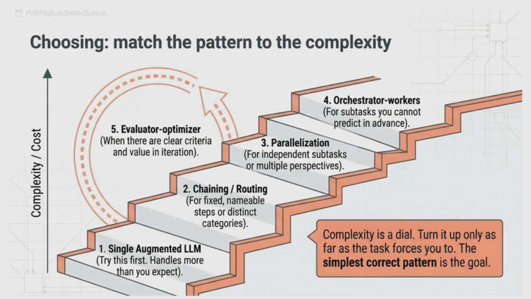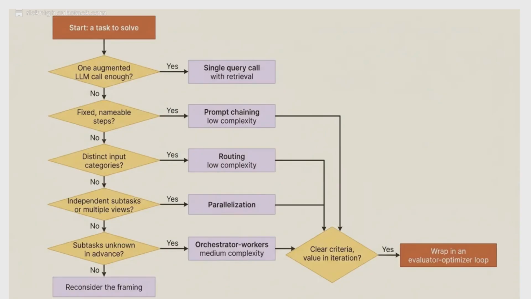Put that together as a short walk down a list. Start at the top and stop at the first one that fits. A single augmented LLM call with retrieval and good examples handles more than you would expect. Try this first, always. Fixed, nameable steps: prompt chaining, low complexity. Distinct input categories that deserve different handling: routing, low complexity.